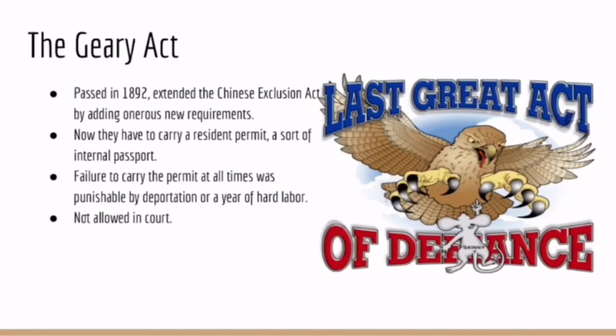The Geary Act in 1892 was extending the Chinese Exclusion Act by adding numerous new requirements. Now, they had to carry a resident permit, which was a sort of internal passport. The Chinese had to have proof that they were allowed to live and work in the United States to show that they were not illegal. This was much like a work visa, and they were not promised to become a permanent American citizen. The failure to carry the permit at all times was punishable by deportation or a year of hard labor.